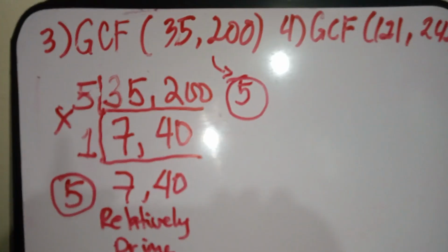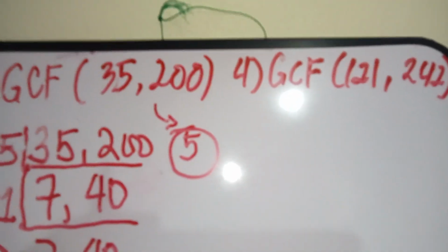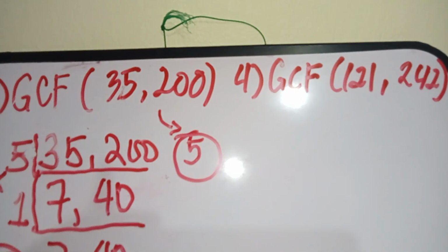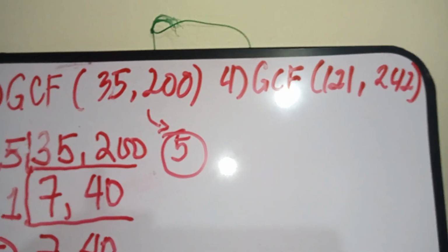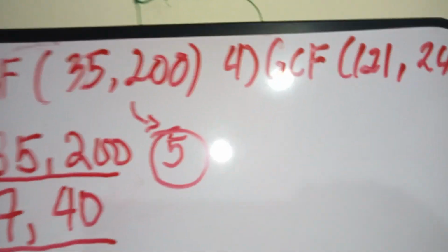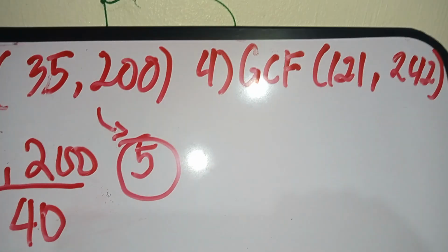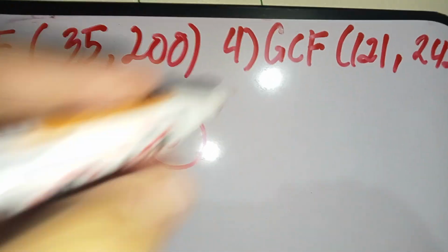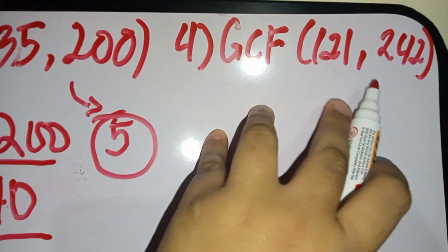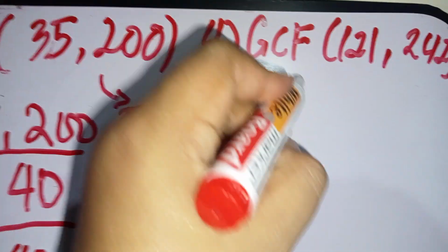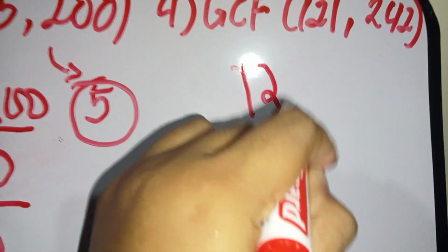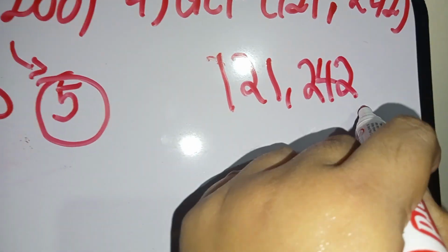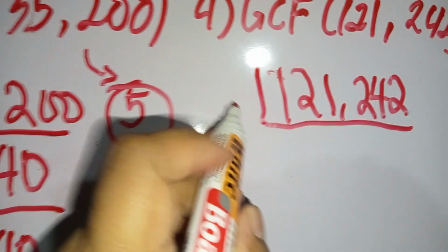Okay. Now, let's take a look at the GCF of 121 and 242. So, as you can see, it seems that they are relatively prime. But no, take a look at this one. 121 is a multiple of 11. So, if we try to look for a number that is divisible by 121 and 242, let's try 11. Since 121 is a multiple of 11, let's try 11.